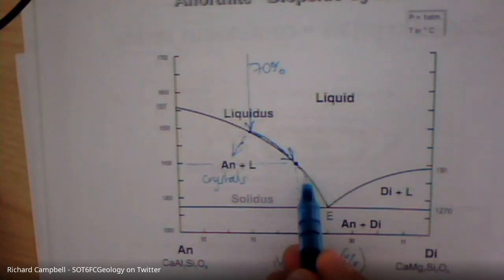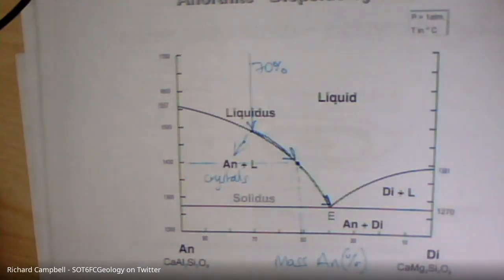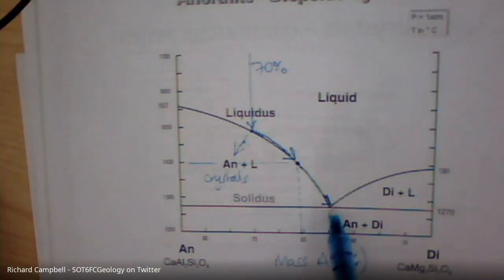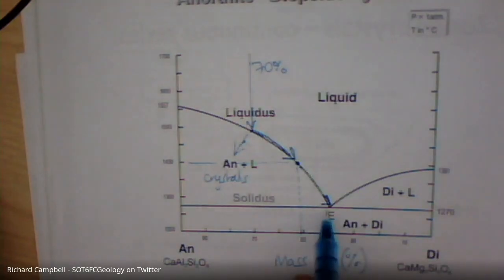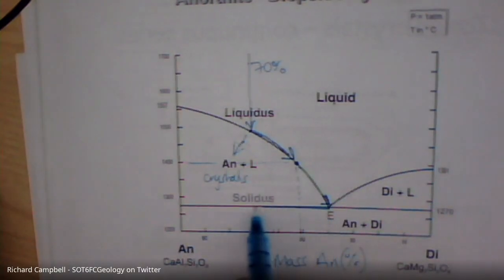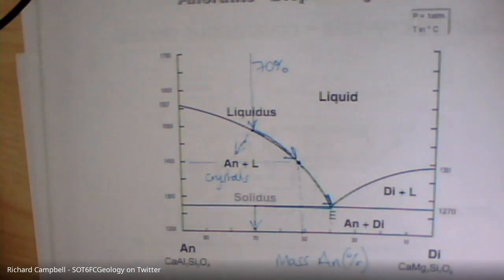Now, it continues to cool down, and we'll get to that point at which the liquid and both solids can exist. But once the temperature drops further, it will crystallize out completely. And then essentially it goes back to this point here, and we have 70% anorthite again.